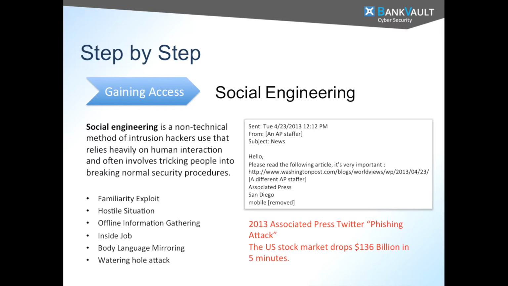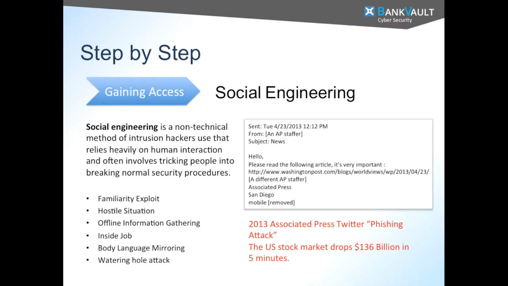So this tweet went out under the Associated Press tweet feed, and the effects were immediate. Within 5 minutes, the U.S. stock market had dropped $136 billion in value. Now, AP figured this out really quickly and issued a correction. But what's most interesting is that the hackers were able to get into their account simply through a phishing email that is replicated on this slide.